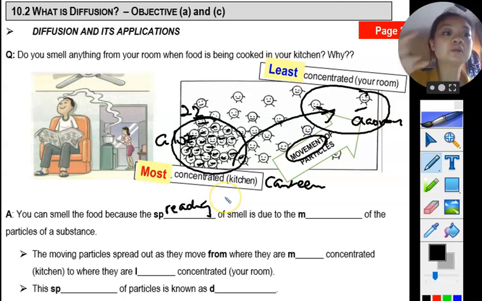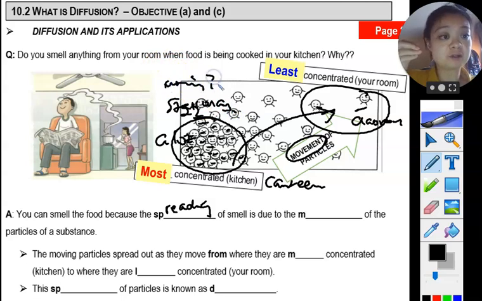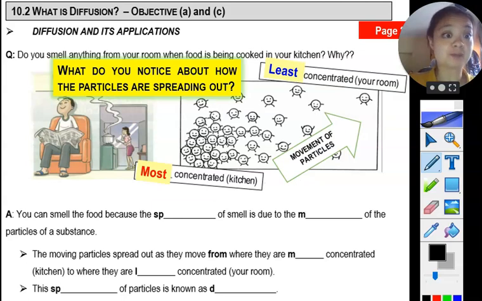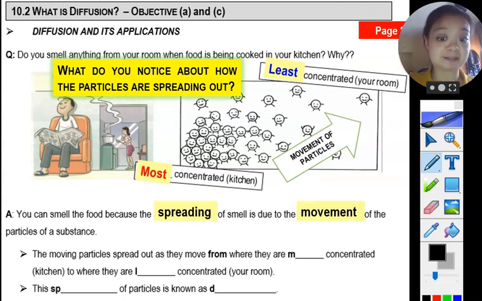And why do you think the smell can spread? Let's say the scent or the smell actually has got particles, right? So what does it tell you about the particles? Were they stationary or were they moving? Good, some of you can guess correctly. They were actually moving, right? So the spreading of the smell is actually due to the movement of the particles.